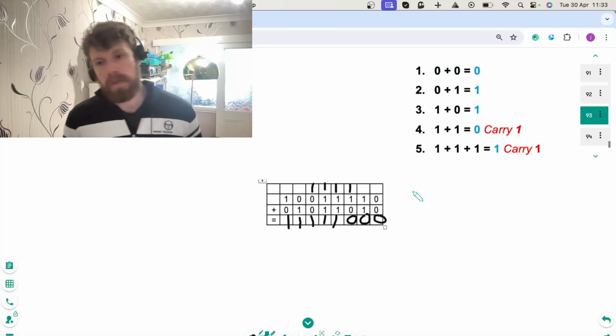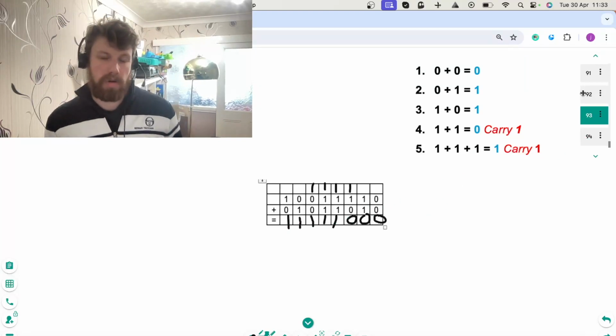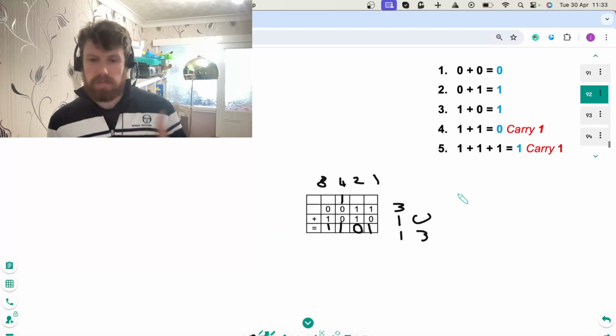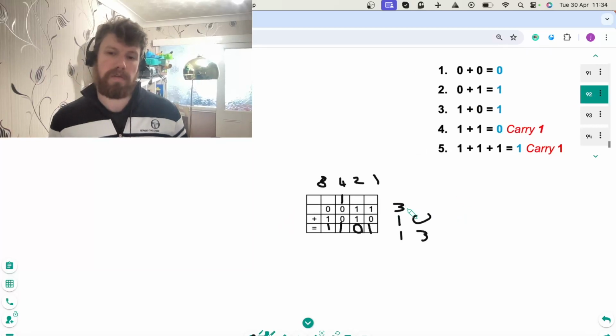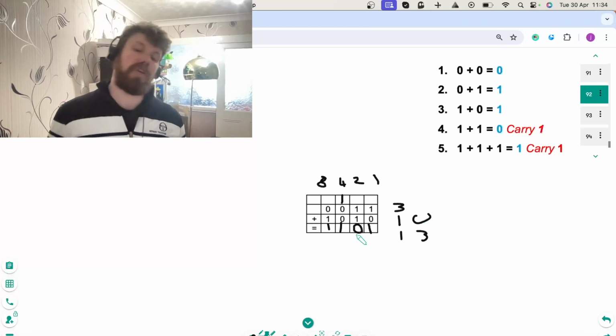And we're done. Just a little side note: they don't like it if you do the method of converting one number into denary, converting the other into denary, adding them together, and then converting it back.